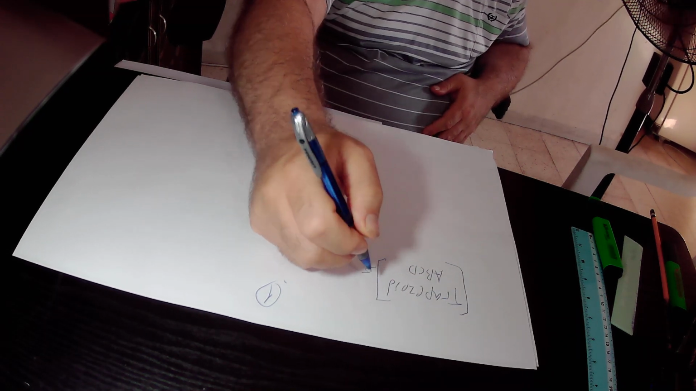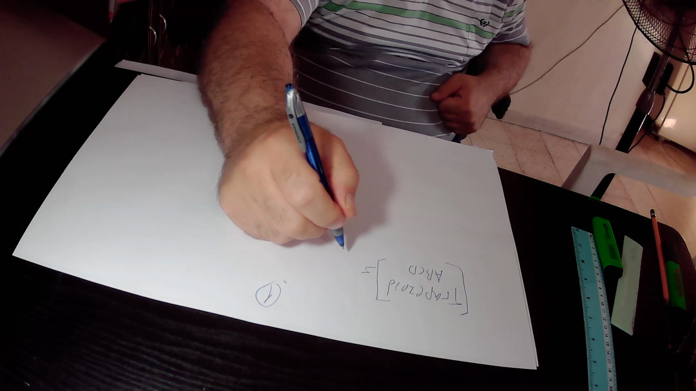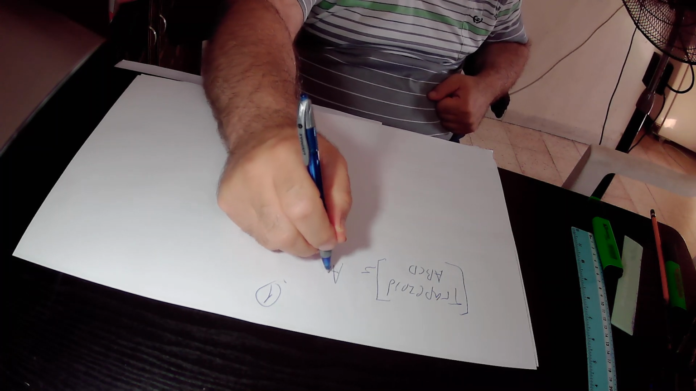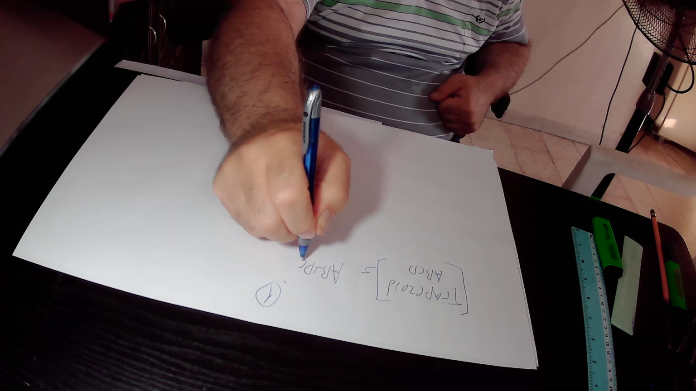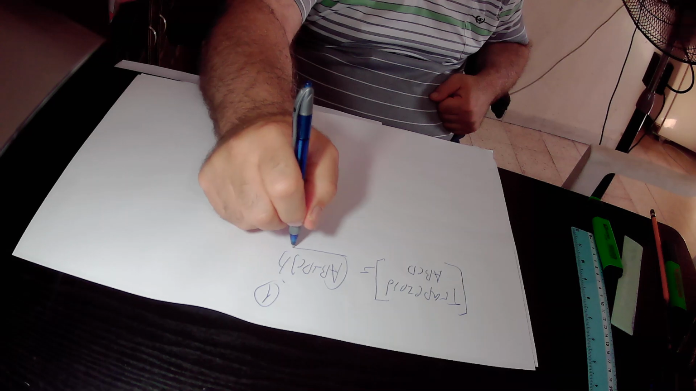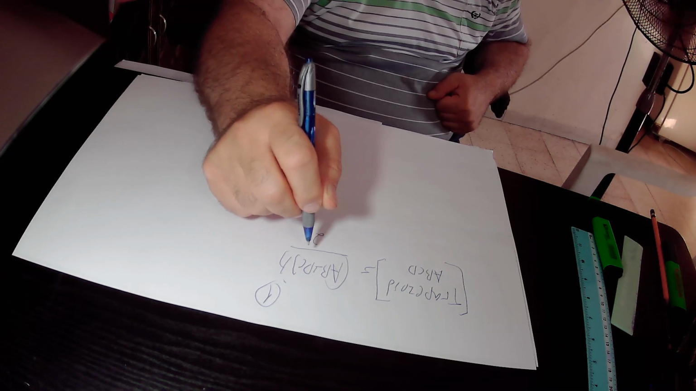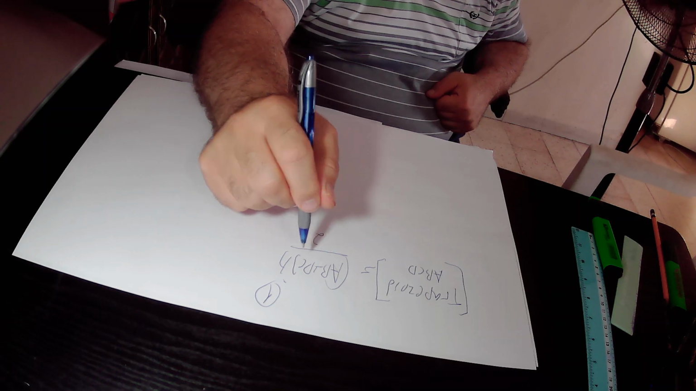So the area of this trapezoid ABCD is equal to the sum of its two parallel bases, that is AB plus DC, times the height h divided by 2. I repeat again that the height h must create 90 degrees with the two parallel bases, that is to say with AB and DC.